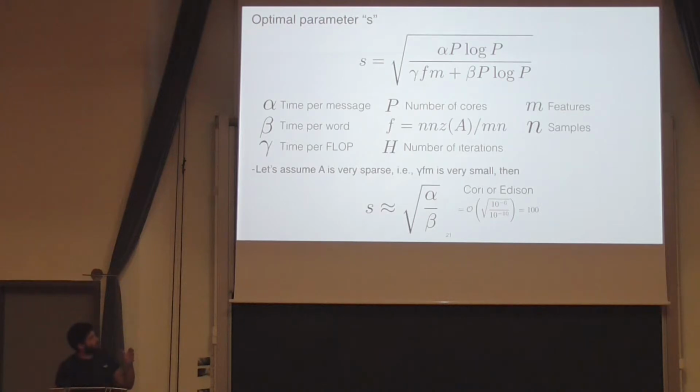Let's assume that the matrix is extremely sparse, meaning that the gamma f and m multiplication is very small. So essentially we can ignore this, and we can see that the optimal s depends on the hardware parameters alpha and beta. What I'm showing here is an example on a high-performance computer that we have at Berkeley. I found these particular hardware parameters from the documentation. So we can unroll, we can avoid communication for about 100 iterations.